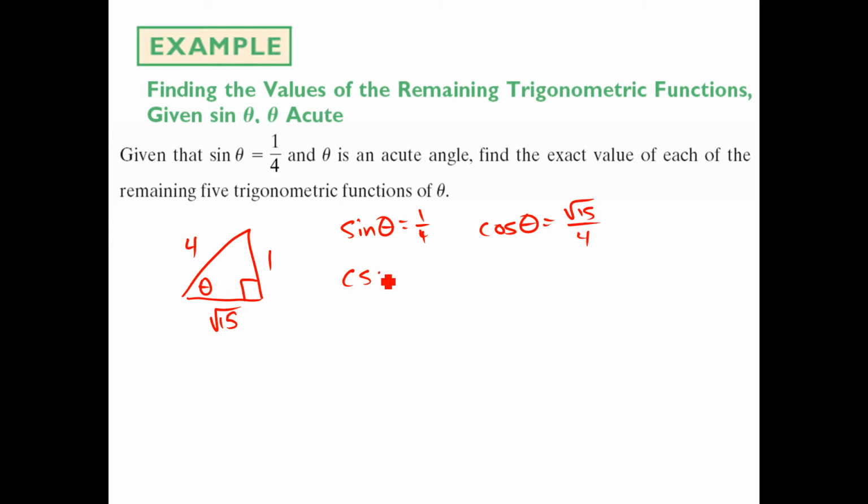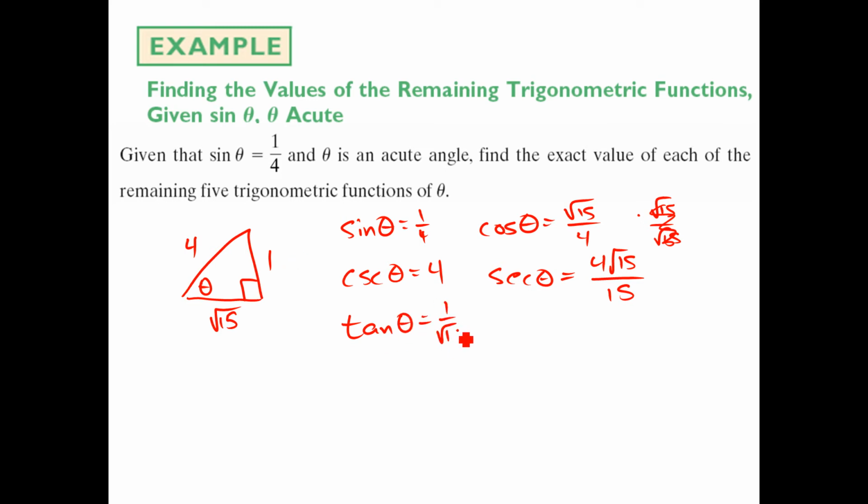We know that cosecant is the flip of 1/4, or 4. We know that secant is the flip of root 15 over 4, which is going to be 4 root 15 over 15. Right? Because I'm going to times by root 15, and that'll just turn into a regular 15 if you flipped it over. Okay, starting to see the pattern. And tangent, opposite over adjacent, 1 over root 15, which will be root 15 over 15. And then cotangent, root 15 over 1. All right, we've got them all.